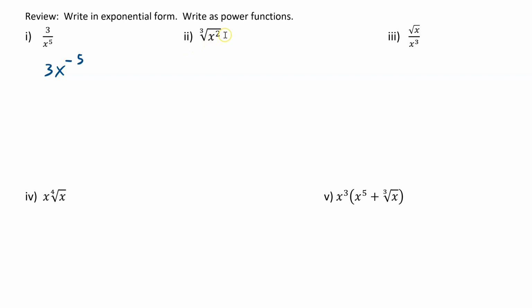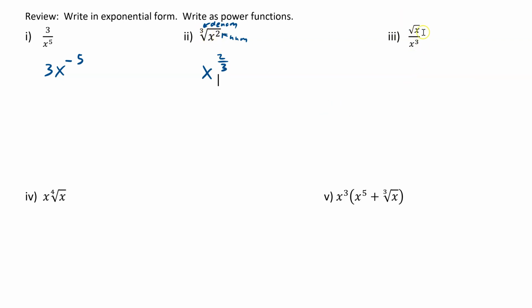And if you have x to the 2 with a radical 3, this is the numerator. This is the denominator. So we end up with x to the 2/3, just like that. So if it's a fraction, you move it up, it's a negative exponent. If it is a radical, that radical is the denominator. So this is really just x to the 2/3.